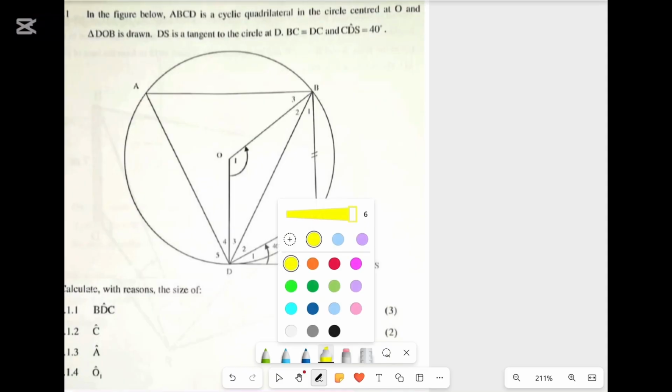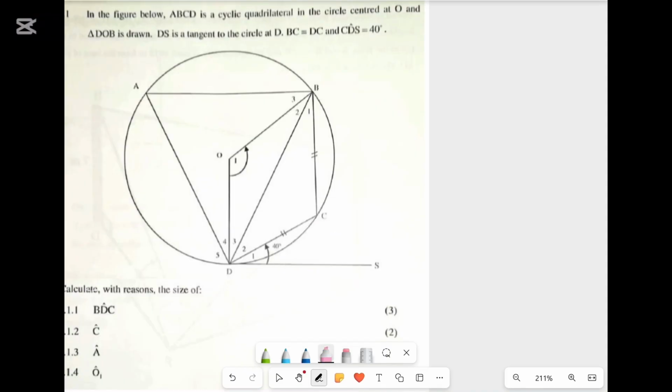So now, let's look at this one. In the figure below, ABCD is a cyclic quad. So remember the theorems that have to do with the cyclic quad. In the circle centered at O, remember the theorems that have to do with the center. And triangle DOP is drawn. DS is a tangent. Remember all the theorems that have to do with tangent. We are also told that DC is equal to BC.